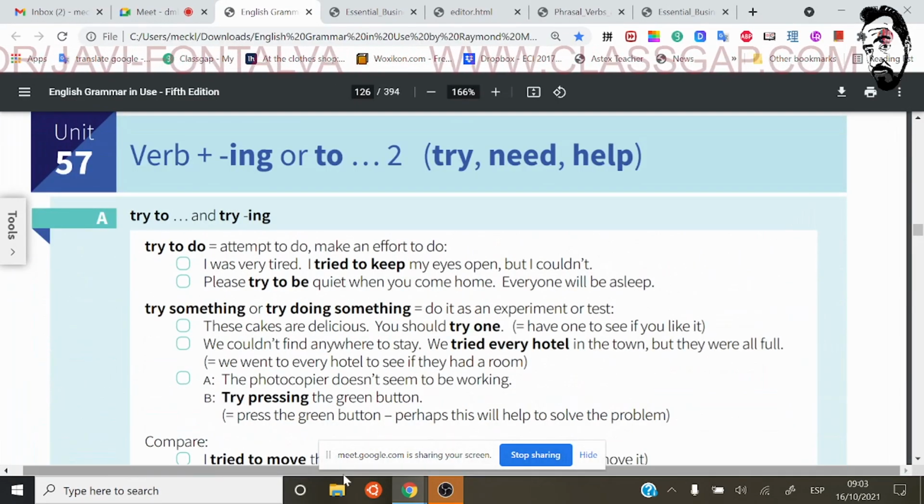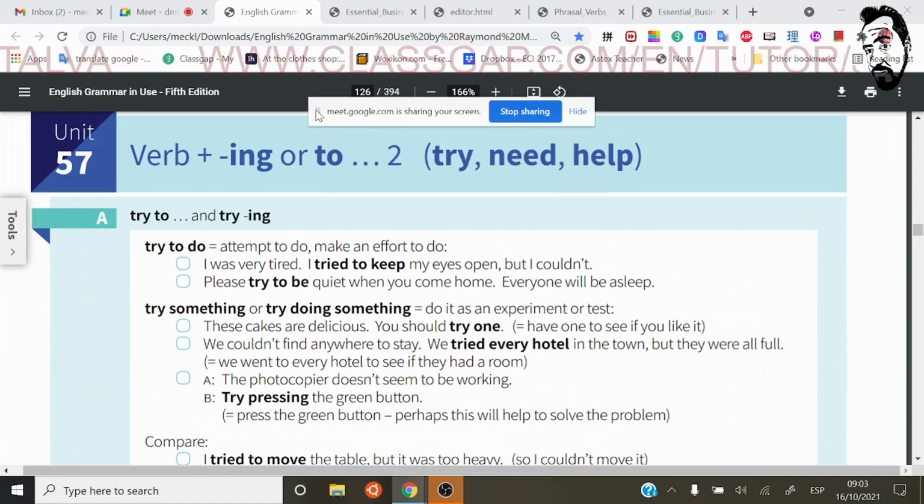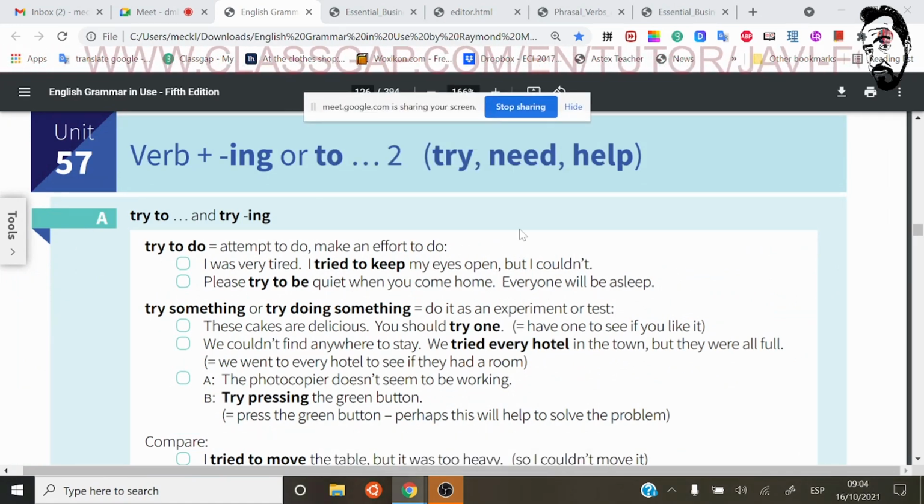Okay. So we're going to see some more verbs. You remember we said -ing or to. There are some verbs where you can use either of the two. So you can use -ing or to, but they have different meanings. They are not the same. For example, try to do and try doing. They are not the same in English.